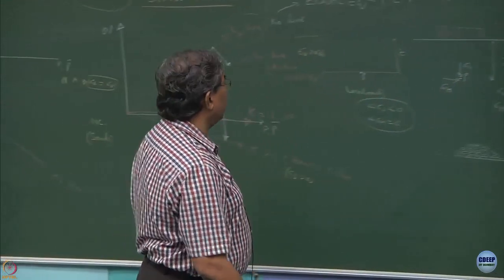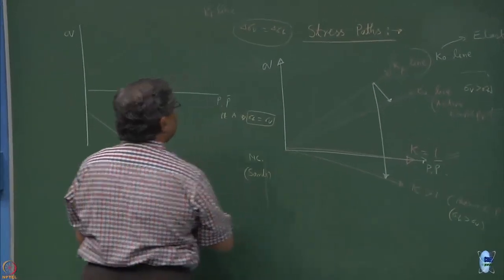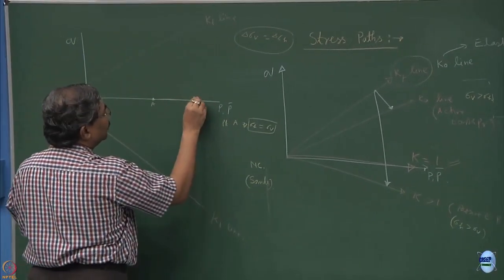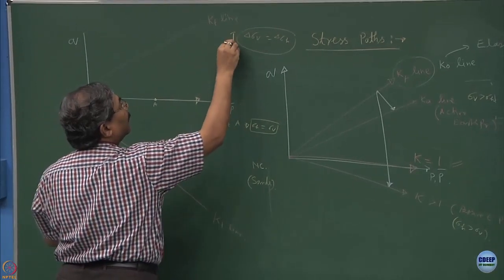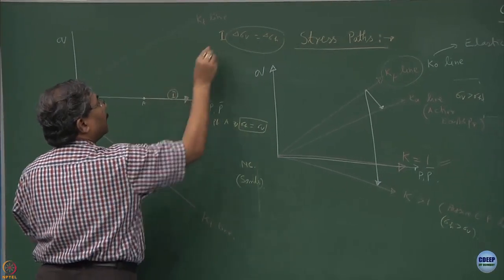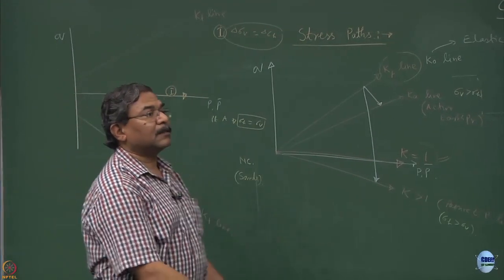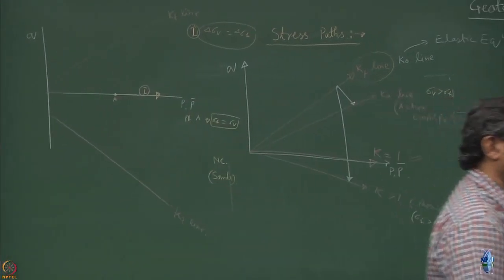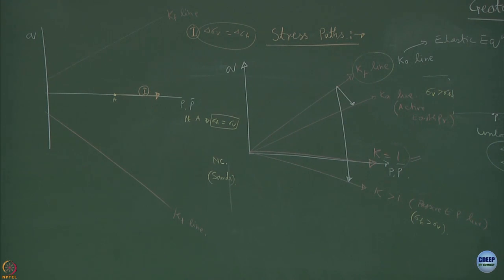Isotropic compression. Hope you will remember, realize that this is how you will move. This is the stress path. Are you going to achieve the failure? This line is not going to cut the failure line anywhere. So, what should I do to fail the sample?